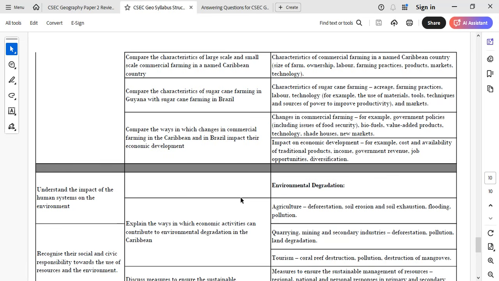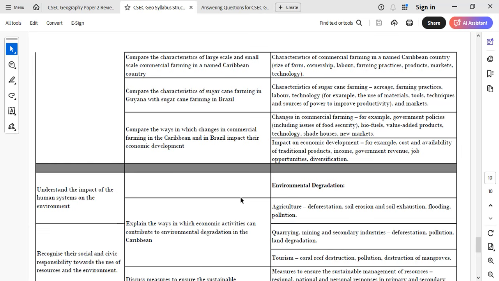What are the differences between commercial, arable, or large-scale farming and peasant farming or small-scale farming, right? There's a table I presented. You can compare the two under different headings. What is the difference between sugarcane cultivation in Guyana with sugarcane cultivation in Brazil? Again, another table is presented.